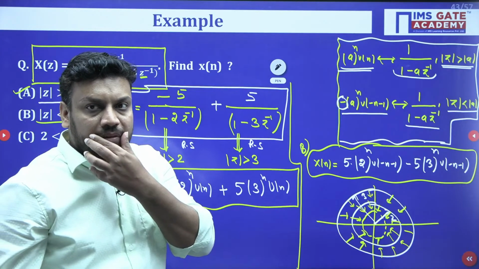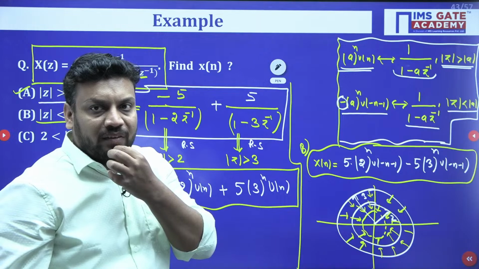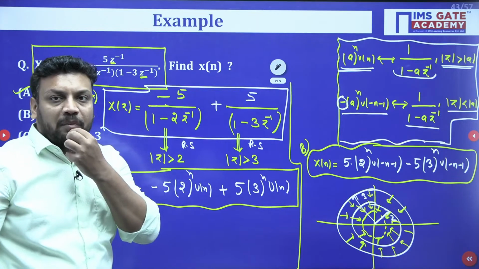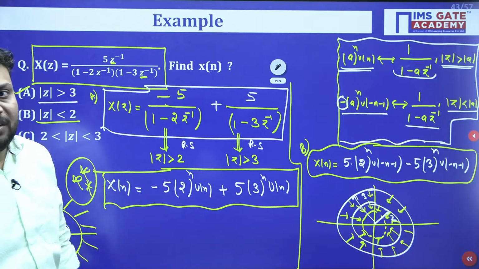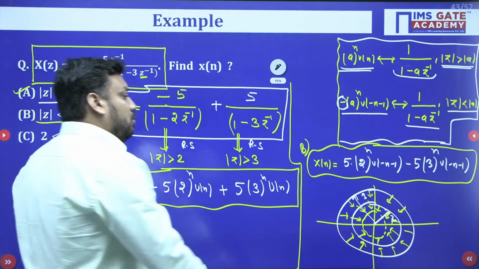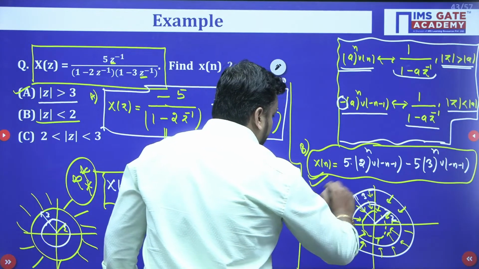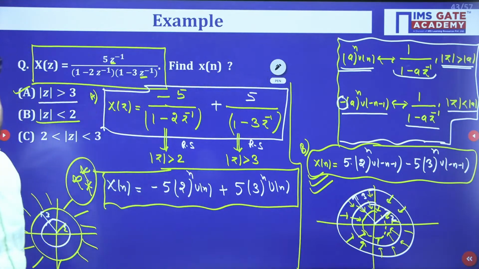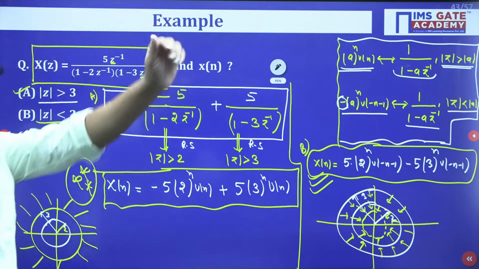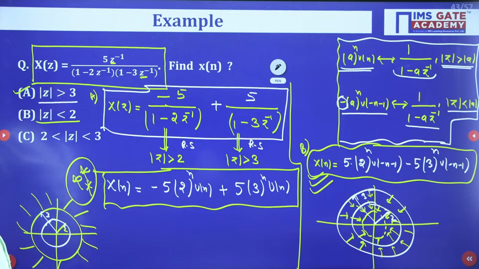I got the answer, sir, but I wrote 2 and 3 instead. Okay, no problem. Tell me, what is the correct answer now? You are getting this x of n, right? I hope you guys are getting this. So for the second question, both are left sided, absolutely clear, sir.